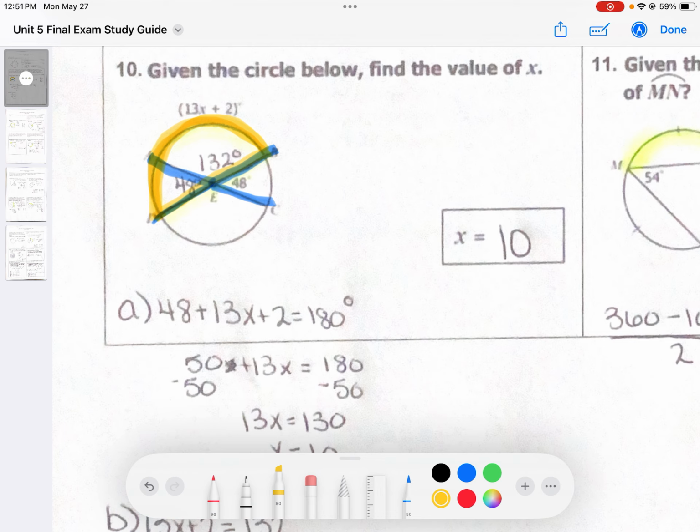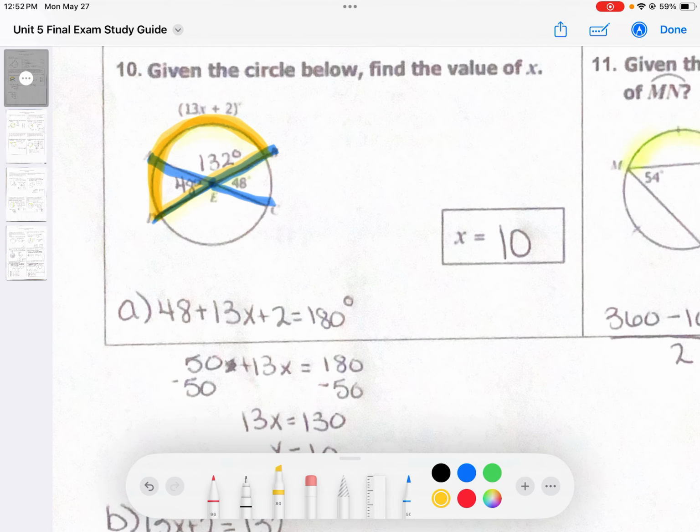What I'm left with is 13x equals 130. Once again, I have to think about 13 times some number is 130. To figure out what that number is, I do the opposite: I divide by 13. 130 divided by 13 is 10. X equals 10. That's one approach, and it's a common approach that I see many students use.